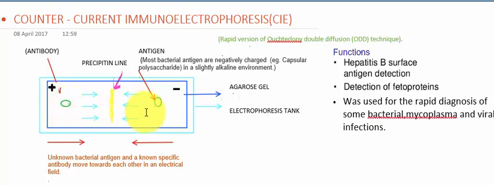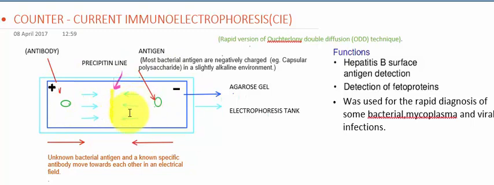Generally, most bacterial antigens are negatively charged. We all know that the capsular polysaccharide is slightly alkaline in environment, so the antigen carries the negative charge, and the antibody is less negative. That's why it is positive relative to the antigen. So this is the electrophoresis tank. So you can see a precipitin line is formed.